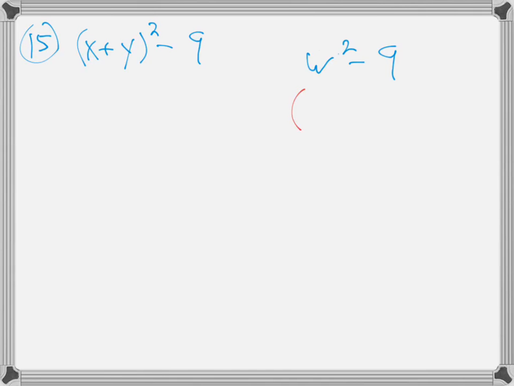What would it be? 2 parentheses. W's in the front. Why? Because w times w is w squared. And then 3's in the back. 1 plus, 1 minus. Done. Piece of cake, right? That's exactly what this is.